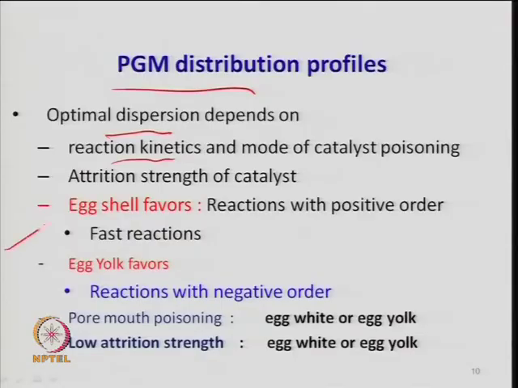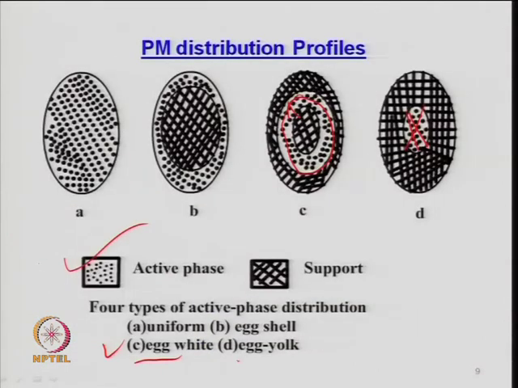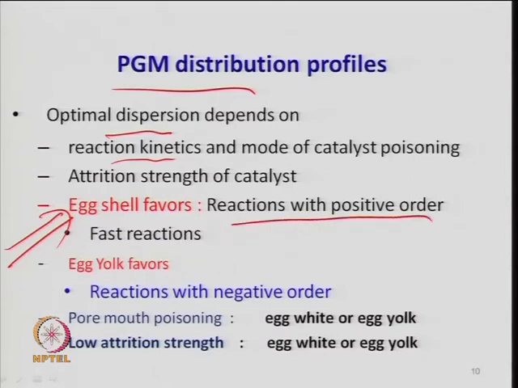Generally this is some rule of thumb or guideline. If you take egg shell, which I said is a distribution like this on the outer surface, egg shell generally favors the reaction with the positive order and fast reaction. So, if the reaction is positive, egg shell is desired. Because for positive order reactions, the rate r_A is proportional to the concentration to the power n, so the higher the concentration, the more the rate. So, you would like to complete the reaction in the small zone, because as it diffuses inside, the concentration will decrease down the length. There the rate will be low because the concentration is low. So, generally for positive order reaction, you prefer egg shell.